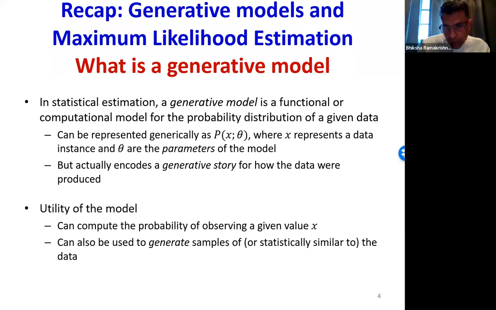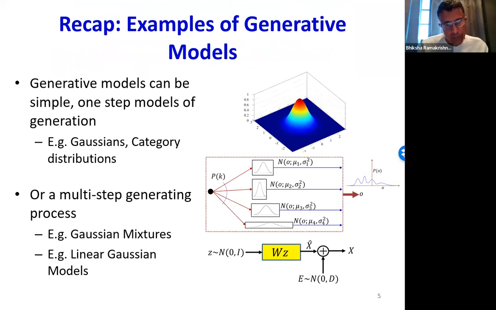And we can also use it to generate samples. So we saw a couple of different examples. Gaussians, for instance, the Gaussian distribution is a generative model for this data whose distribution has the classic bell shape. This is a one-step generative model where in order to draw a sample, you just drew from one distribution.